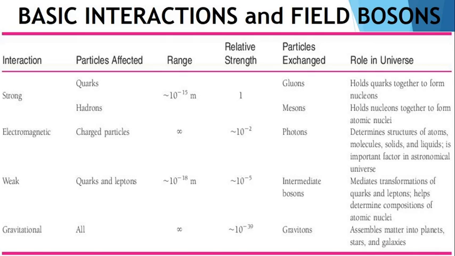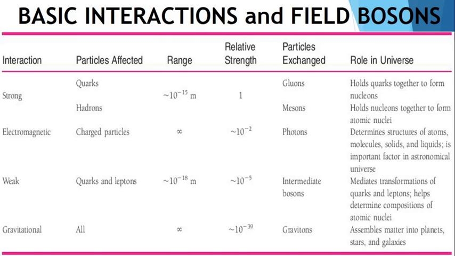The next interaction is the weak interaction. As we said in the elementary particle classification, leptons undergo weak interaction. So leptons and quarks undergo weak interaction with a range of 10 raised to minus 18 meter. The quarks are inside the nucleus, and the leptons include electrons, muons and tau particles. The electrons are outside the nucleus, which has a radius of 10 raised to minus 15 meter. So the electrons also interact with the help of the weak force. So the range is 10 raised to minus 18 meter.